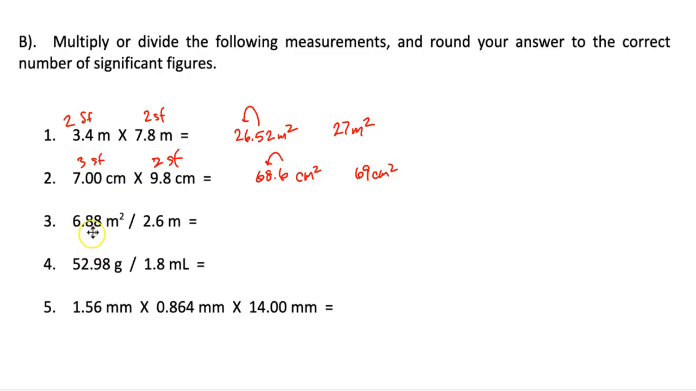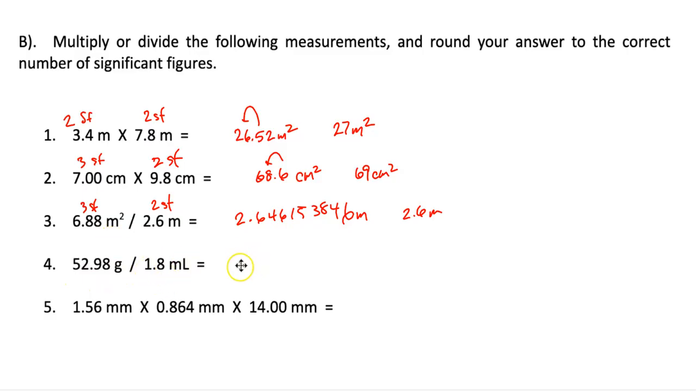Division, 6.88 square meters divided by 2.6 meters. Punch that into the old magic box, you get 2.646153846. A meter squared divided by a meter is just a meter. Here we have 3 sig figs. Here I have 2 sig figs. We're limited to 2. It's these two, 2.6 meters.